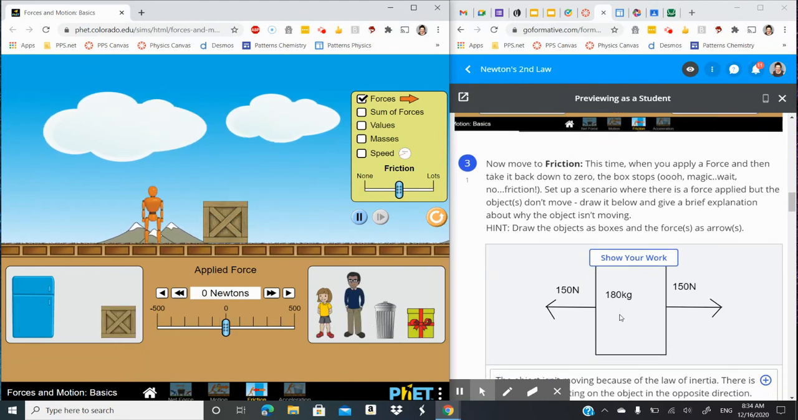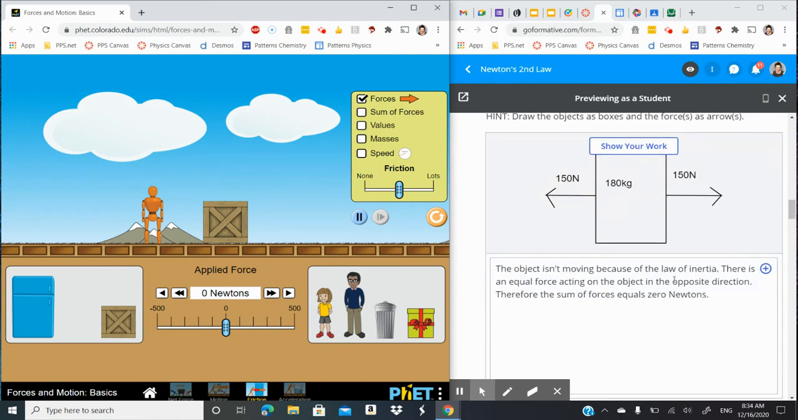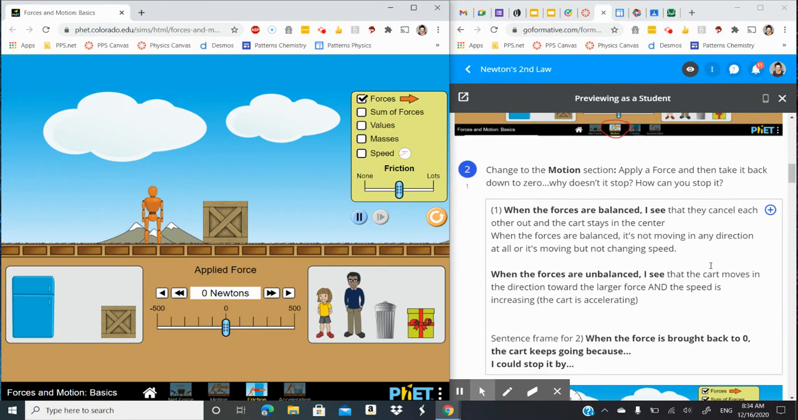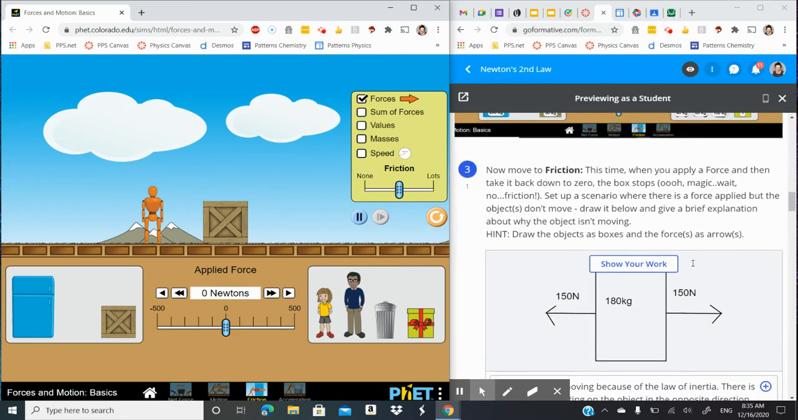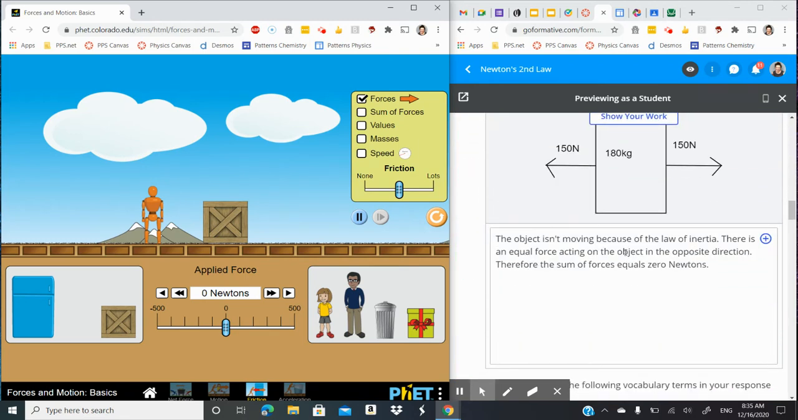So the object isn't moving because of the law of inertia. Now, we actually didn't talk about this law, but this is basically stating where there is an equal force acting on an object in the opposite direction, so the sum of the forces equals 0 newtons. If the forces are balanced, this goes right back to question number 1. If those forces are balanced, it's not going to change its speed. So if it started at 0, it's going to stay at 0. That's questions 1 through 3.